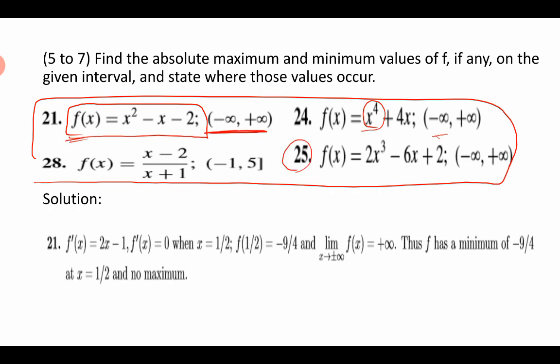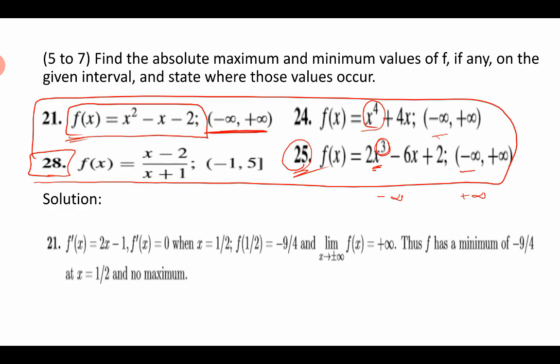But here in 25, the degree is 3. So odd number, when x approaches negative infinity, function will go to negative infinity. When x approaches positive infinity, function will go to positive infinity. So it has no minimum, no maximum, isn't it? That will be the case of 25. So we have to discuss only 28 now.